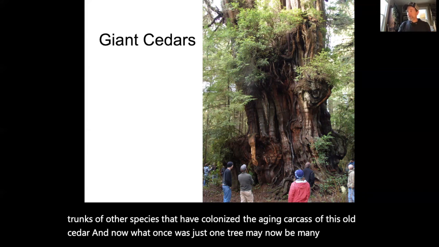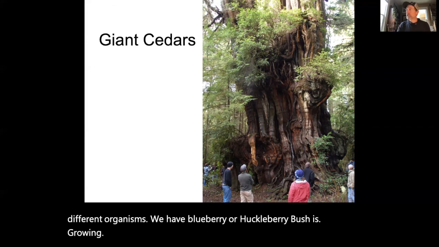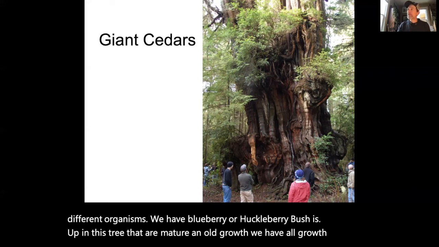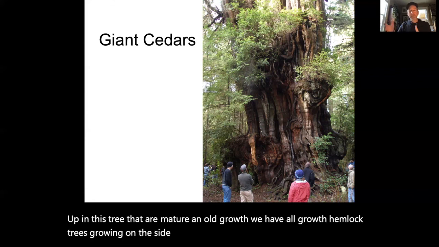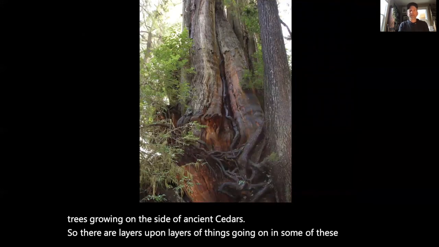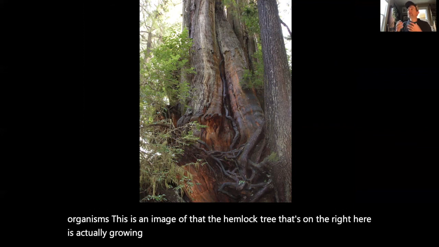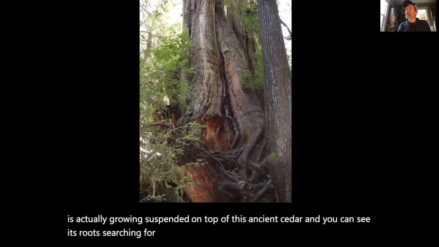We have blueberry or huckleberry bushes growing up in this tree that are mature and old growth. We have old growth hemlock trees growing on the side of ancient cedars. And so there are layers upon layers of things going on in some of these oldest organisms. This is an image of that. The hemlock tree that's on the right here is actually growing suspended on top of this ancient cedar, and you can see its roots searching for moisture in the mostly dead cedar off to the side.